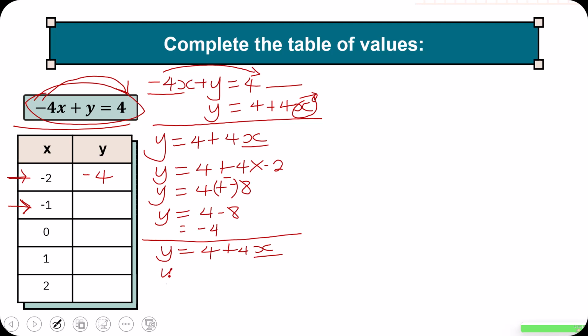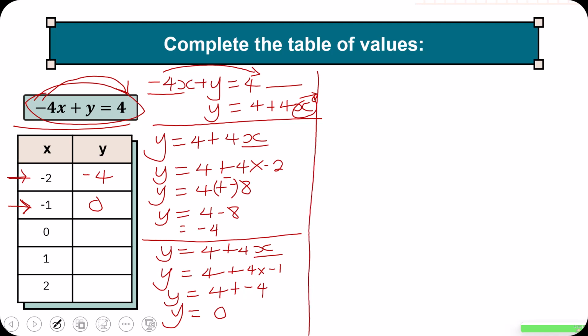So we shall have y equal to 4 plus 4 times -1. In this case, our y will equal 4 plus -4, because 4 times -1 is -4. And finally, 4 plus -4 will give us 0. So our y is 0 in this case. We bring the 0 and put it there. We can go to the next y value.